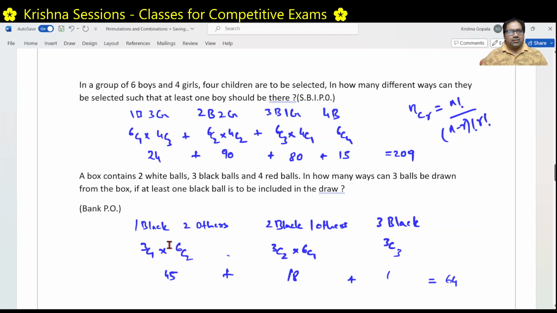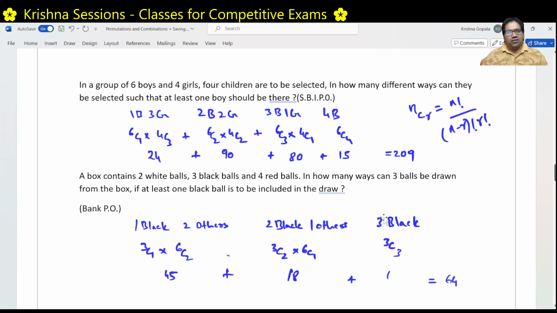Right. One black and two others. The number of possibilities is 3C1 into 6C2. Similarly, two black and one other: two black is 3C2 and one other is 6C1.